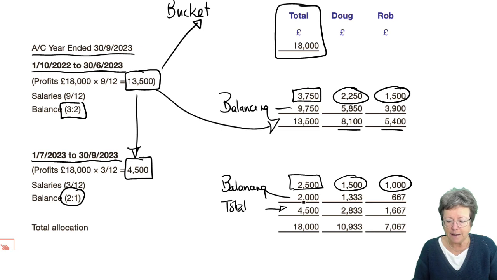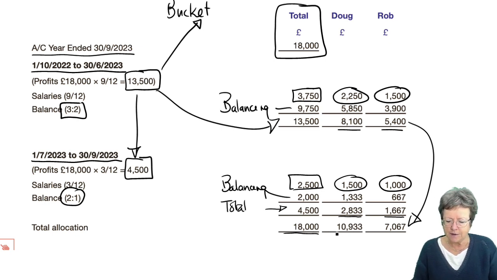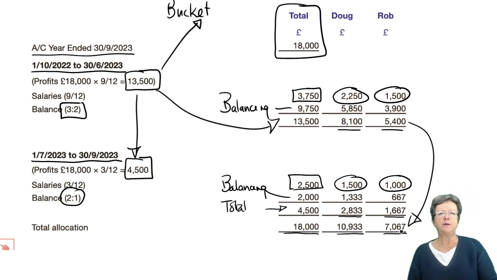So when we allocate 2,000, 2 to 1, and then we add them up, giving us 2,833 and 1,667. If we add the two together, we have allocated in total 18,000 over these 2 periods, and Doug has 10,933 and Rob has 7,067. Rob will now be assessable on that. That needs to go in his income tax computation, and that needs to be dealt with accordingly.